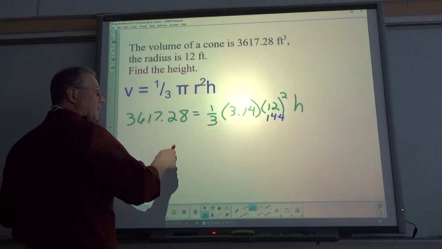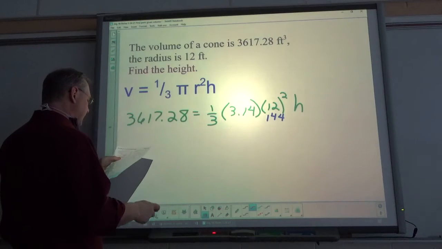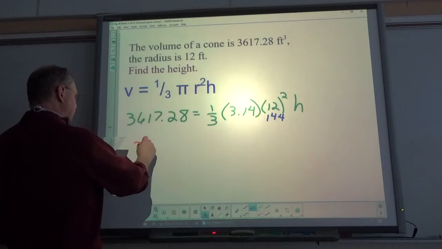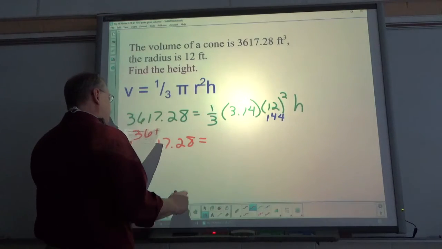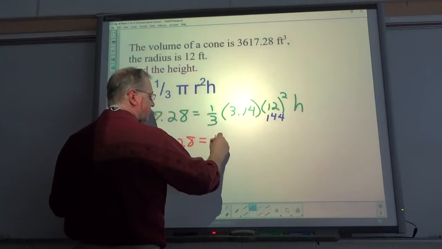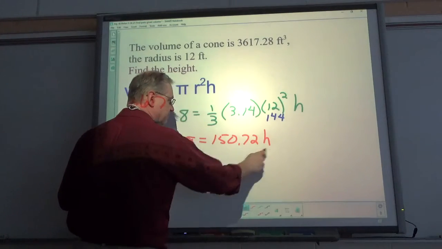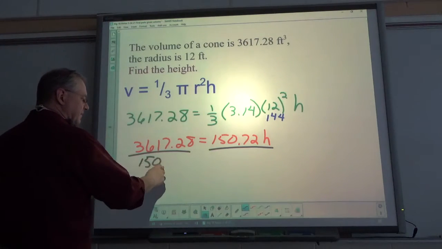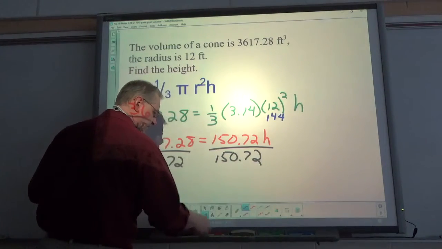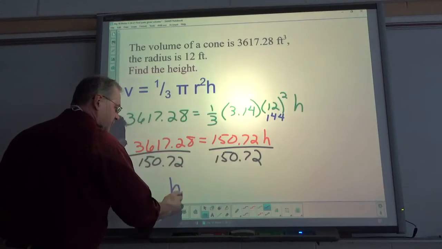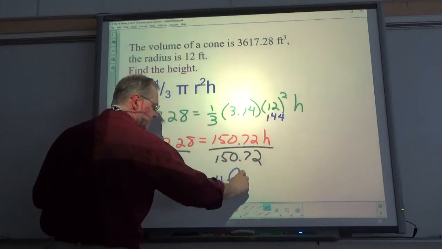When we multiply 1/3 times 3.14 times 144, we end up with 150.72 H. So I'm going to divide by 150.72. And that gives me H equals 24 feet.